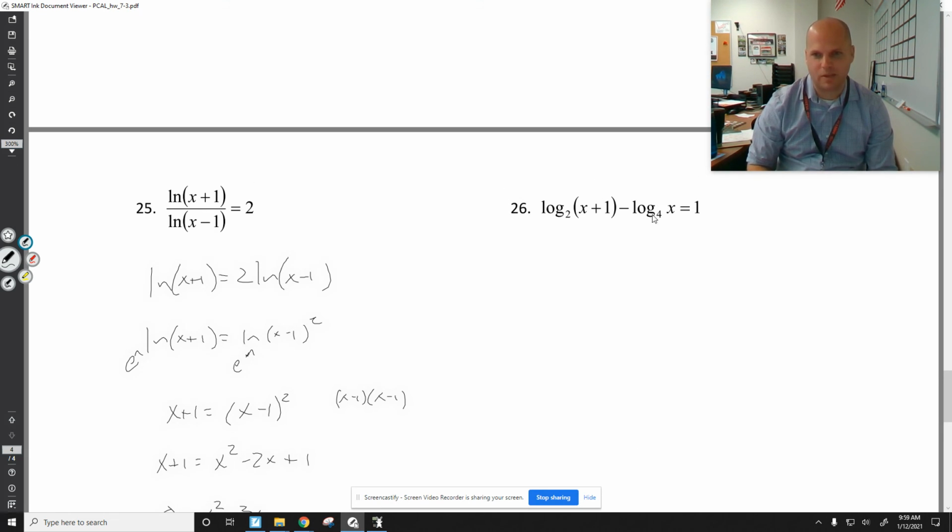Oh, log base 2, log base 4. Oh, I've got to rewrite this as log base 2. How do I do that? I want to write this as 2 to a power, but I can't. I can't rewrite this until this is log base 2.